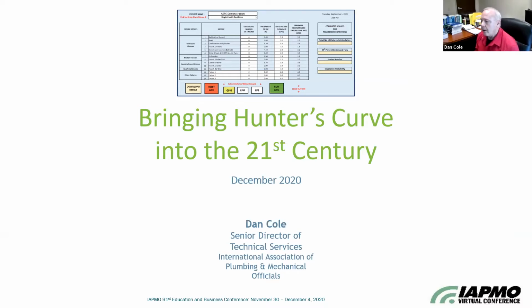Calling into question Hunter's curve actually started in the 1970s, nationally and internationally, because Hunter's curve was being used internationally. Since the 1970s, there's been a plethora of papers and research, but there were no solutions that were practically implemented in any code book. Probably the closest was the work done by Thomas Conan from the Stevens Institute of Technology.